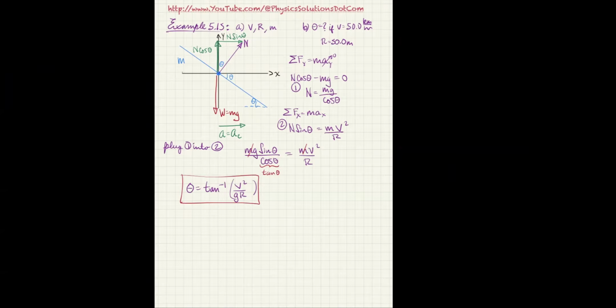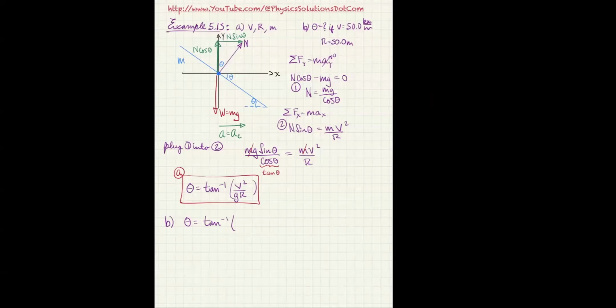Now, another student coming in. So now we have that, and that's part A. Now all I want to do is solve part B, which is working on a specific curve to find out what the angle would be. So in that case, theta is equal to the inverse tangent of v squared over gR.